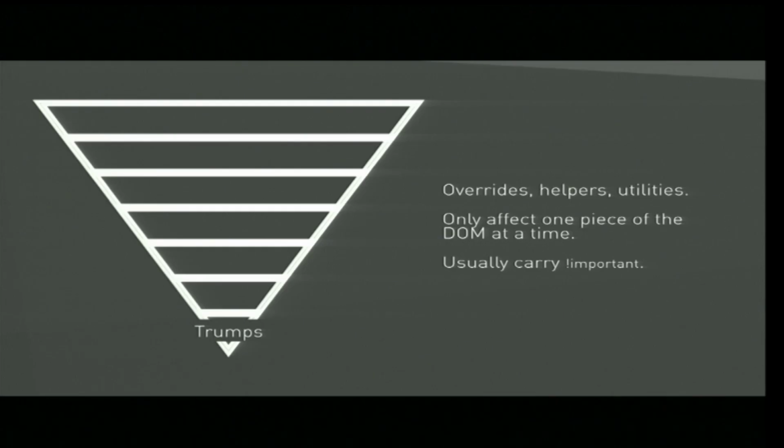Now the trumps layer is overrides, helper classes, utilities. These might only affect one bit of the DOM at a time, like a hidden class that you toggle with JavaScript. It might have !important on these rules because you want them to win. The name actually comes from Top Trumps.